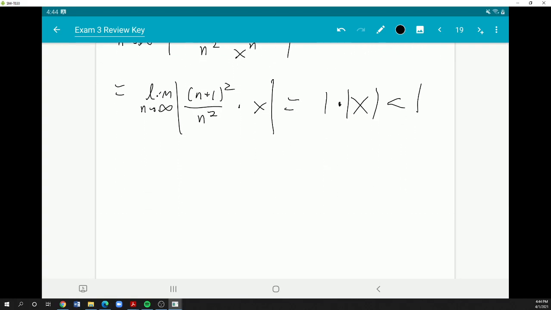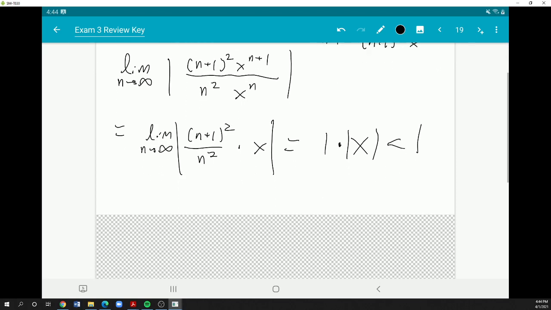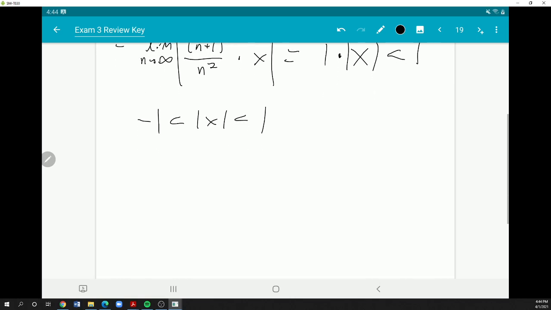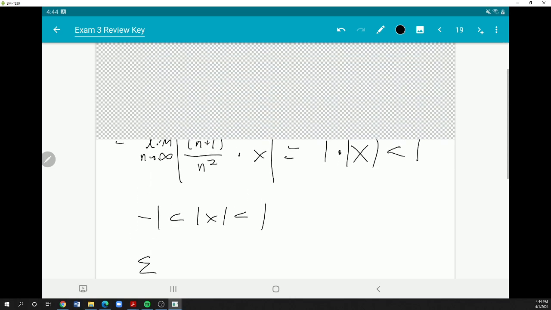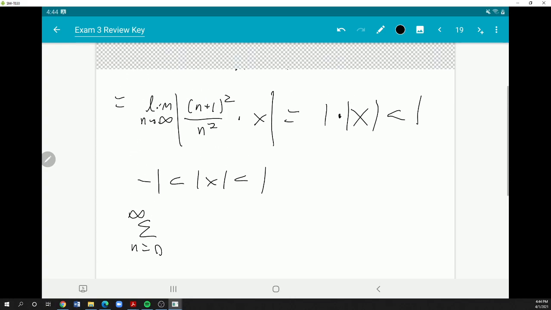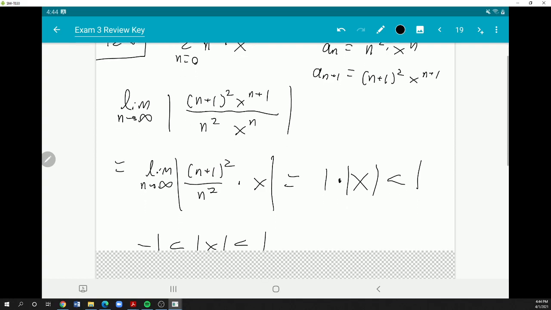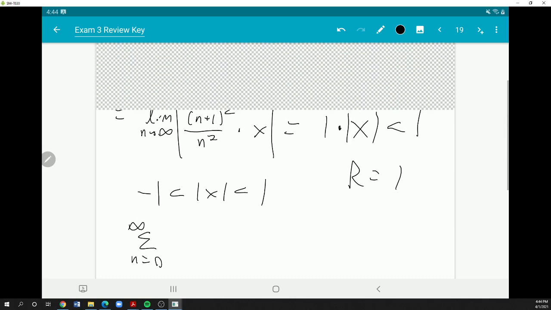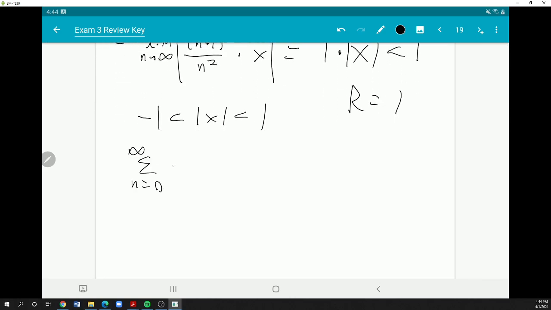And so now we test the endpoints. So we have minus 1 less than x less than 1, but we look at these two sums, starting at 0. Here I have a feeling that it's not going to converge at either endpoint. So I'm going to plug in minus 1 first, and I get n squared times minus 1 to the n, which diverges, as the limit as n goes to infinity of n squared isn't even 0.